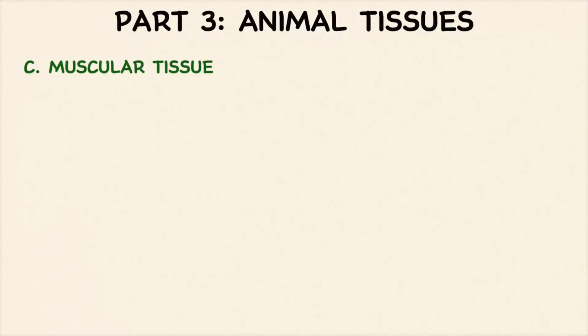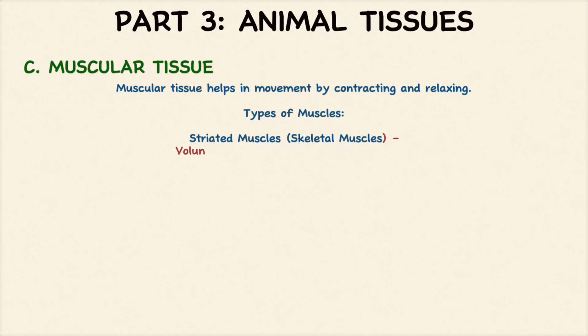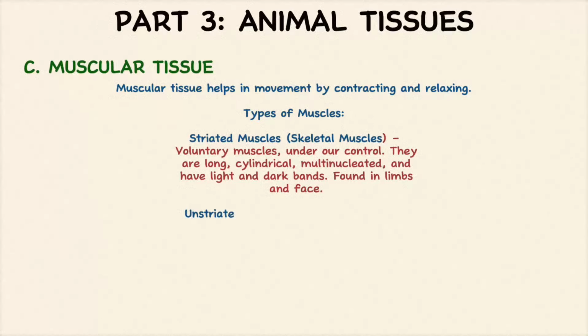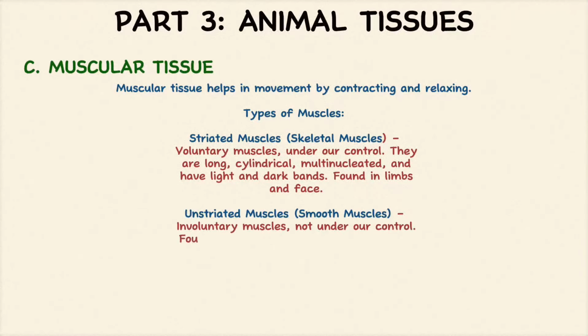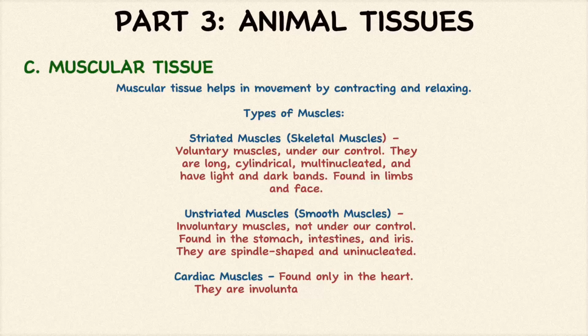C. Muscular tissue. Muscular tissue helps in movement by contracting and relaxing. Types of muscles: striated muscles, skeletal muscles. Voluntary muscles under our control. They are long, cylindrical, multinucleated, and have light and dark bands. Found in limbs and face. Unstriated muscles, smooth muscles. Involuntary muscles not under our control. Found in the stomach, intestines, and iris. They are spindle-shaped and uninucleated.